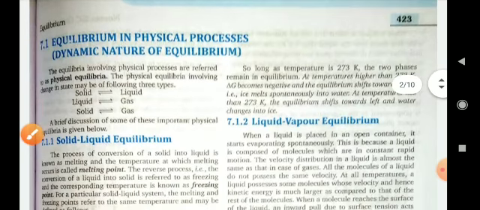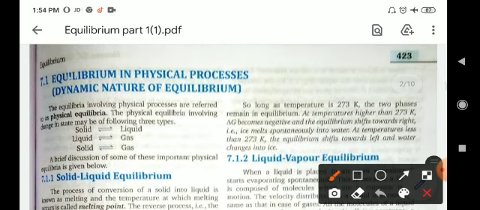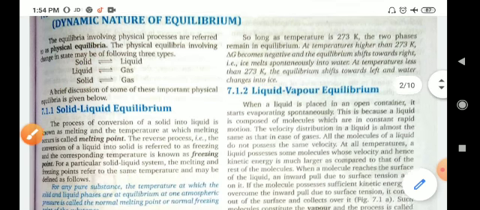Okay, so now come to equilibrium in physical processes. Firstly, we will discuss equilibrium in physical processes, that is dynamic equilibrium. The equilibrium involving physical processes is referred to as physical equilibrium. The physical equilibrium involves solid to liquid, liquid to gas, and solid to gas. So we will discuss them one by one here.